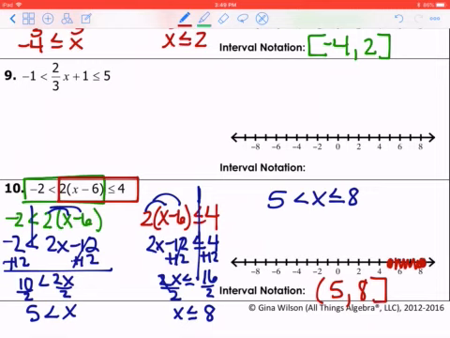Ooh, and if you didn't catch that, I just caught my little typo here. So 5 should be an open circle, and I shaded that in on accident there. 8 is a closed circle, so make sure you have that correct. 5 should be open, 8 is closed, shade in the middle.